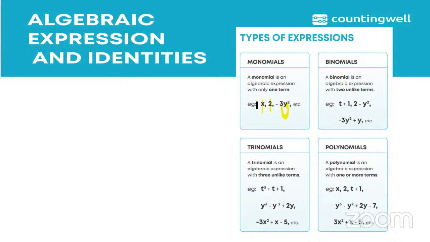So here you can see x. x is nothing but x into 1. 2 is nothing but 2 into 1. And it is minus 3 into y square. So these are algebraic expressions having one term.